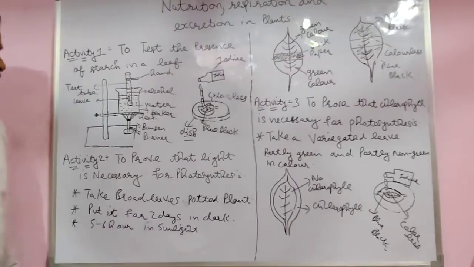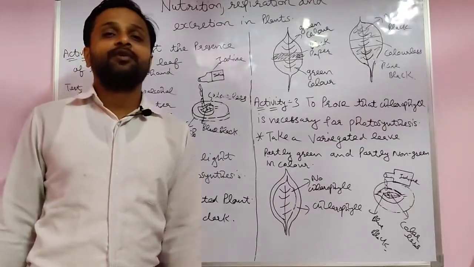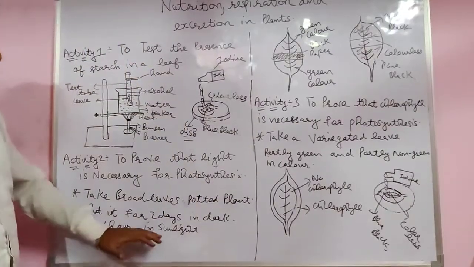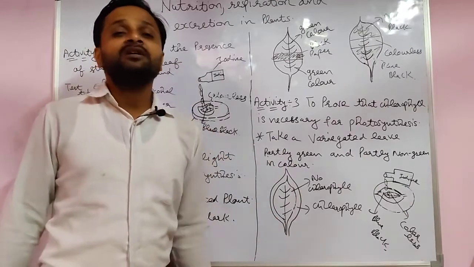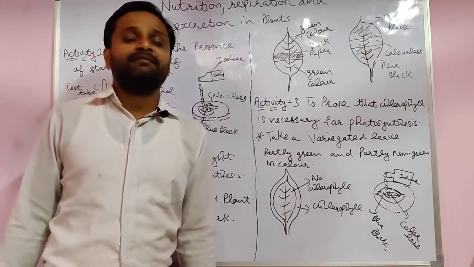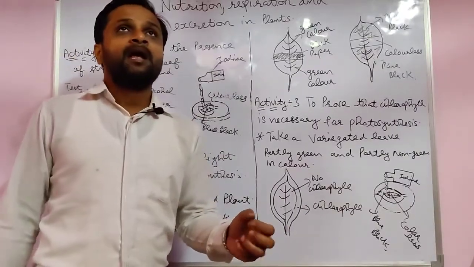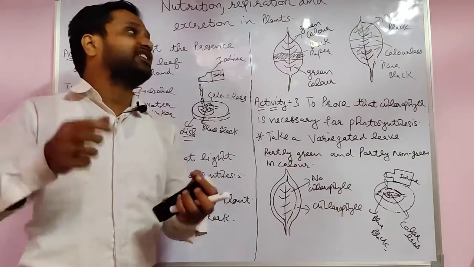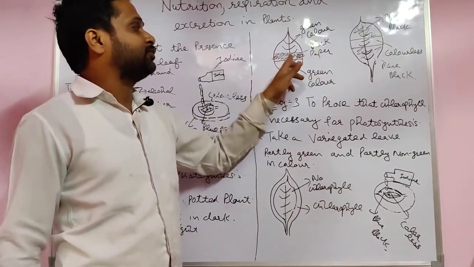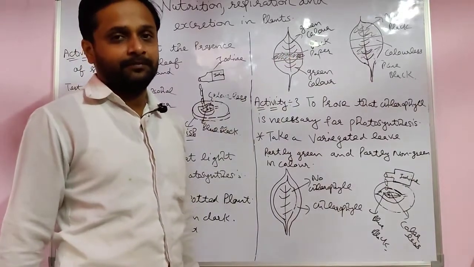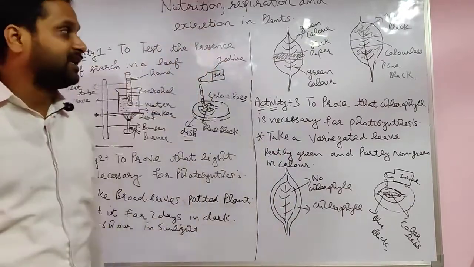Yes, students. In the second activity, you take a broad-leaf potted plant. You keep it for 2 days in the dark to destarch the leaf. Afterward, you cover part of the leaf with a strip of black paper in between. Then you put the plant in the sunlight for 5 or 6 hours.